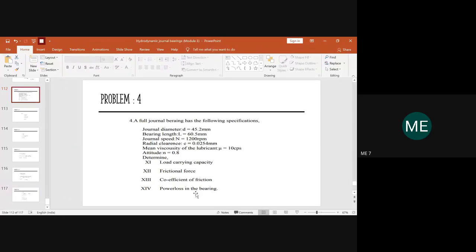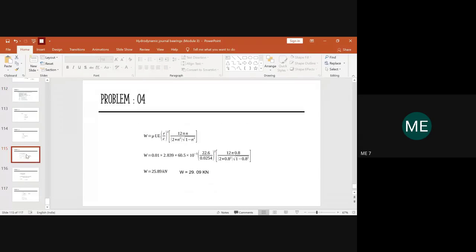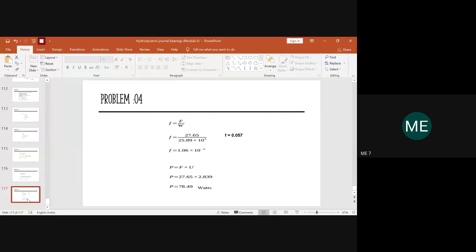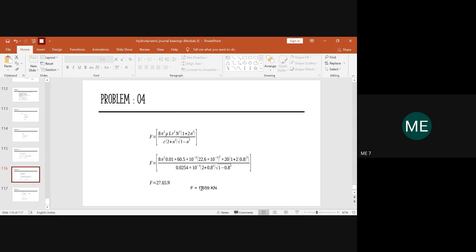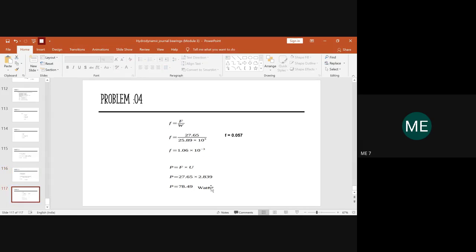Lastly they have asked the power loss in the bearing. That will be equal to the value of U into F. F is the frictional force and U is the velocity with which it is rotating. The value of U we have calculated is 2.839, and the F value we got is 1.659 kilonewton. So kindly substitute both the values and calculate the value of P.